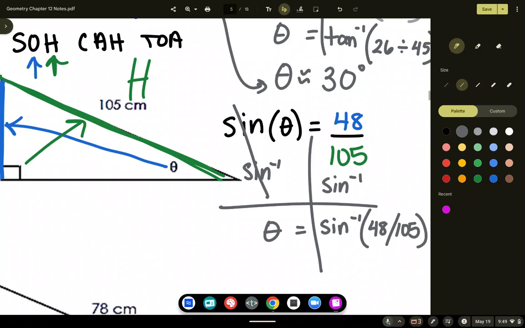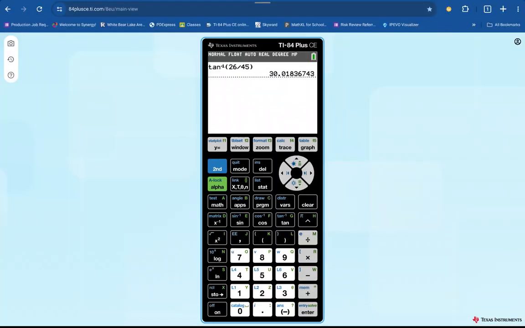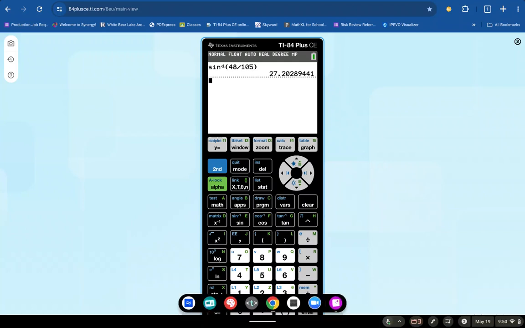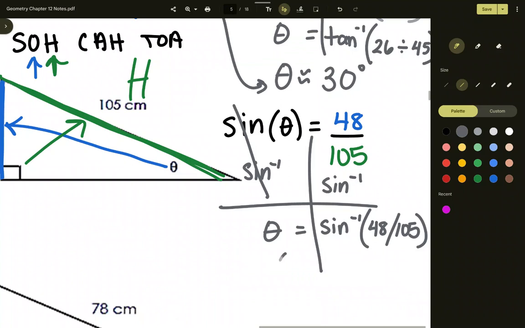All right, jump to my calculator. Inverse sine 48 divided by 105. And again, I'm going to round to the nearest whole value for angles. That would be about 27 degrees. So this angle that was missing right here is approximately a 27-degree angle.